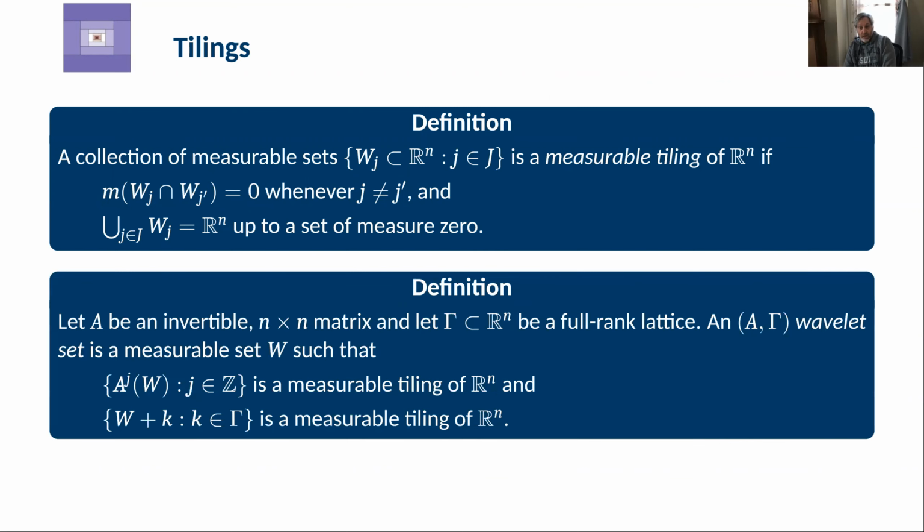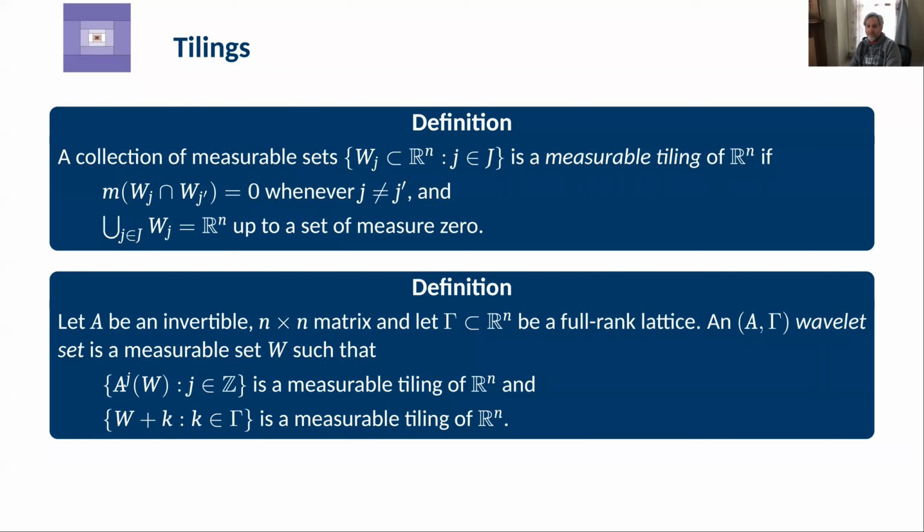And a wavelet set is very easy to define. You have an invertible n by n matrix and a full rank lattice. You won't lose much by just thinking of Zn here if you don't want to think about full rank lattices. But full rank lattices are discrete subsets, subspaces of Rn in a group sense. Then an A gamma wavelet set is a measurable set such that the dilations form a measurable tiling of Rn, as do the translations.